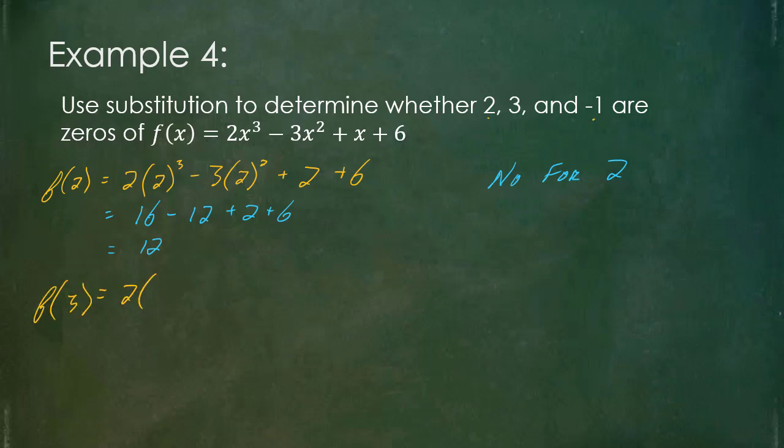Let's go ahead and try the next number, 3. So that's going to be 2 times 3 cubed minus 3 times 3 squared plus 3 plus 6. Simplifying this, 3 cubed is 27, 27 doubled would be 54, minus 3 squared is 9, 9 times 3 would be 27, then plus 3 and plus 6. Working from left to right I'd have 54, take away 27, which is 27, plus 3 is 30, plus 6 is 36. Once again I did not get 0, so no for 2 and 3.